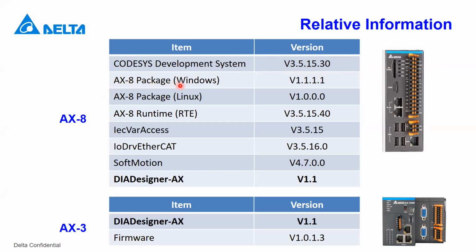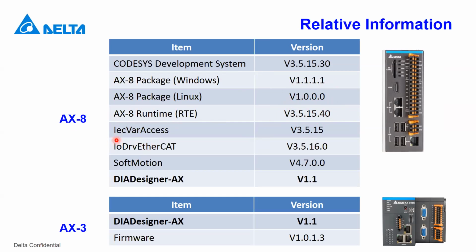And then this is the package that I just mentioned. You can get this package on the Delta download center. So for the package, we have two types, for Windows and Linux. And then this is the runtime version, or we call RTE. As long as you issue the order, what you receive, the RTE version, will be this one or newer than this one.